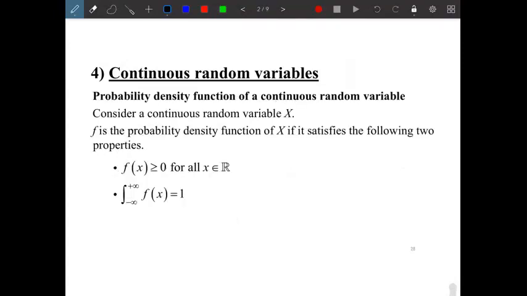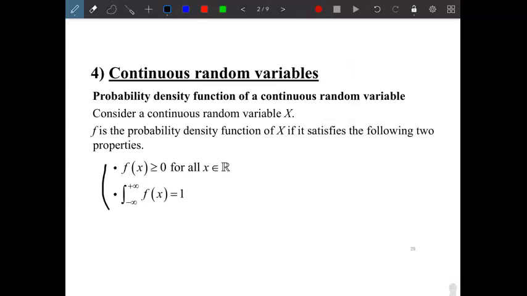Now, similarly to discrete random variables, a random variable that is continuous is also defined by a probability density function. However, the probability density function of a continuous random variable is in fact a function that has these two characteristics. It has to be positive for all x in R, and the integral from negative infinity to positive infinity of f of x is equal to 1.